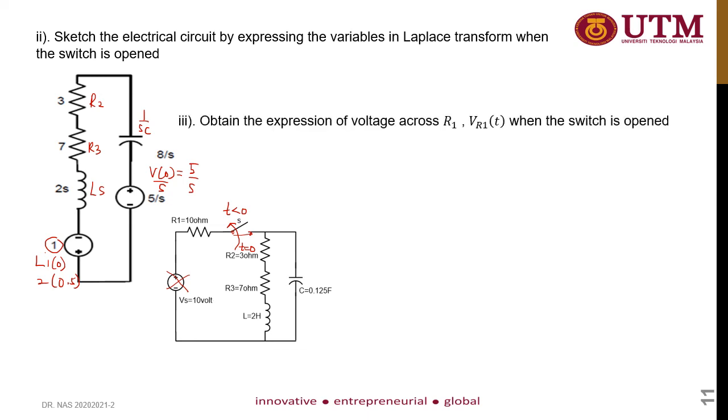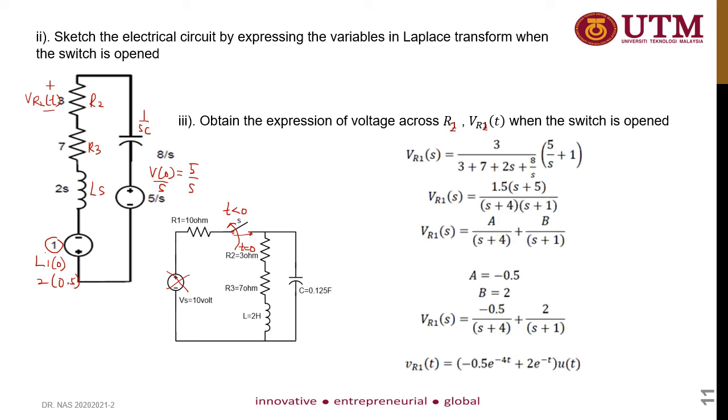Okay, next, obtain the expression of voltage across R1. So please make a correction. This is voltage across R2, VR2 when the switch is open. So at the later state, you need to determine what is VR2. So VR2 is across here. Okay, so you can perform voltage divider in order to get VR2. So please make the correction, this is VR2.